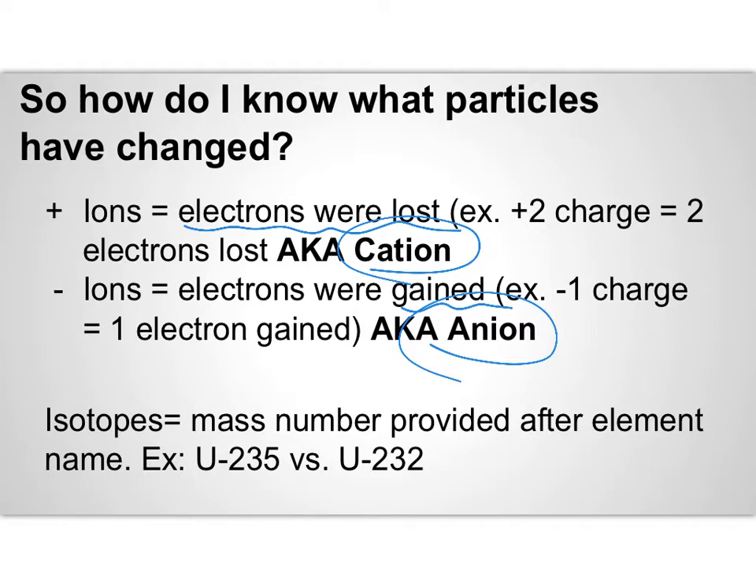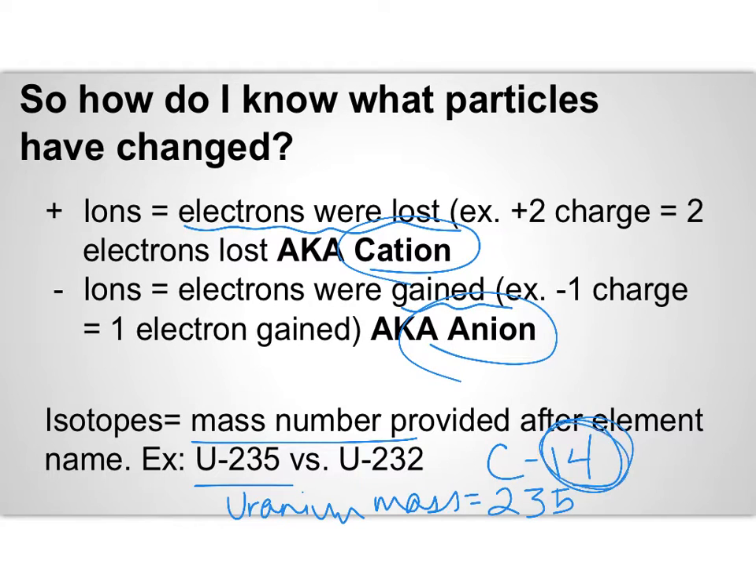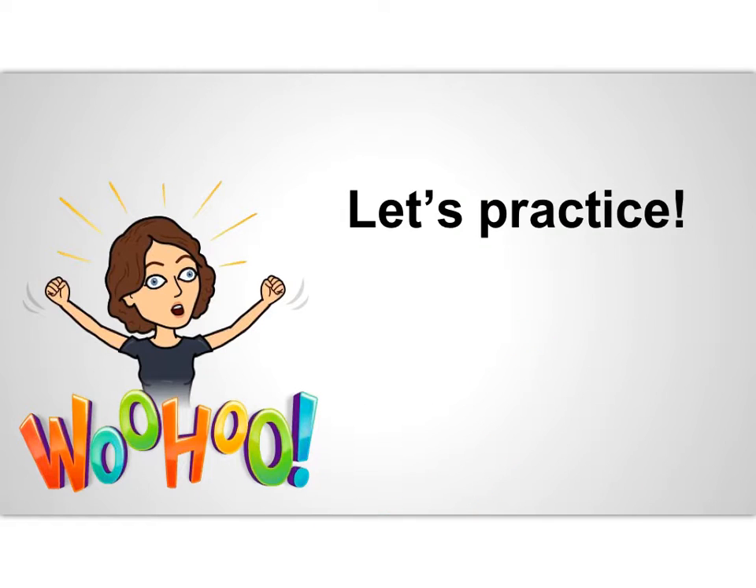But with isotopes, this is where we're going to be seeing the mass number provided. So U-235 tells you that it's uranium with a mass of 235. So whenever we're seeing something like carbon-14, that 14 tells you how much it weighs.